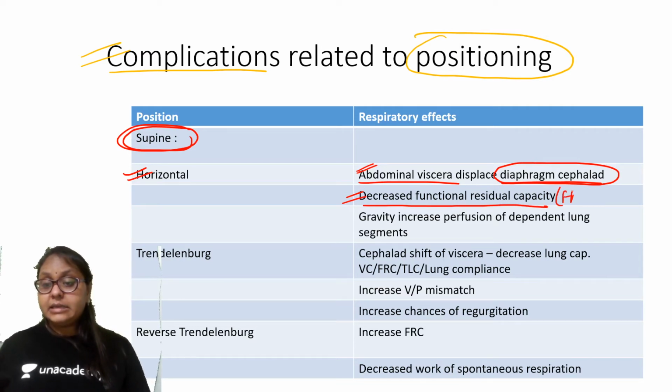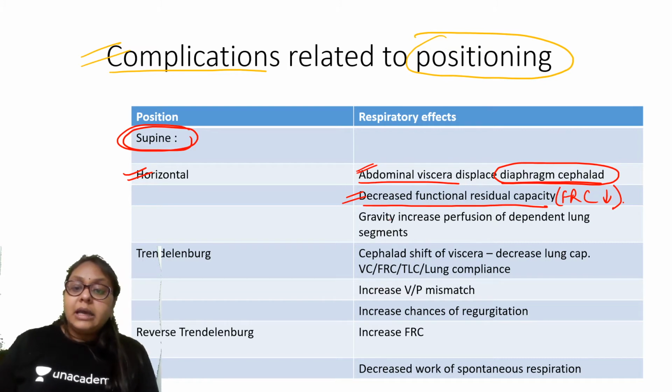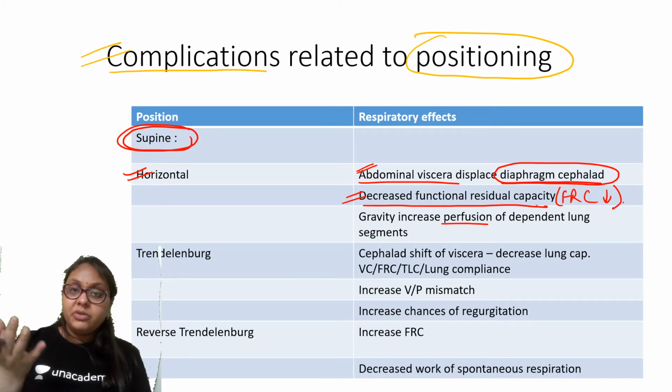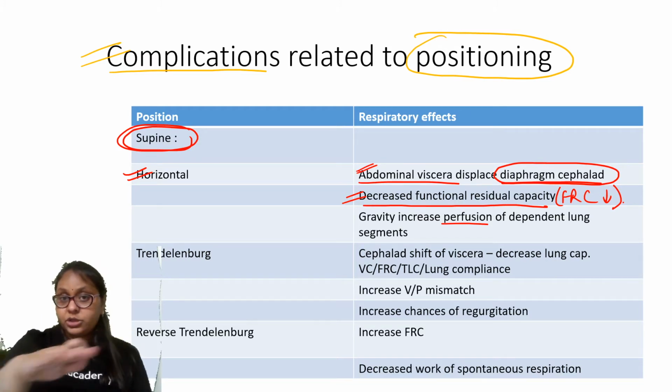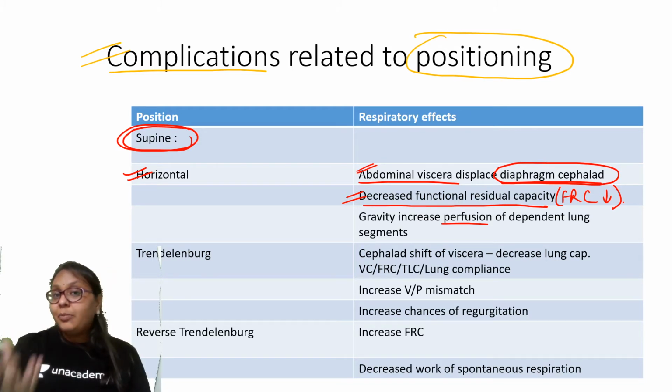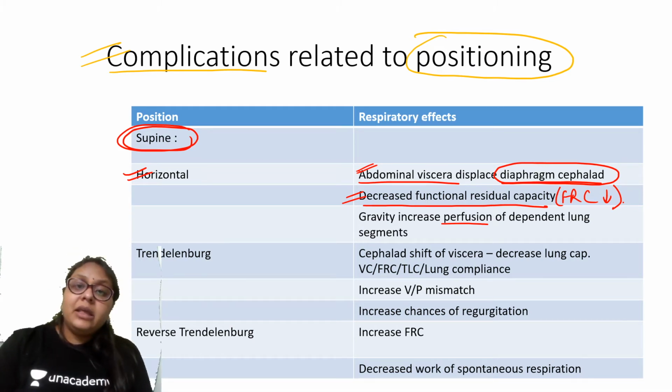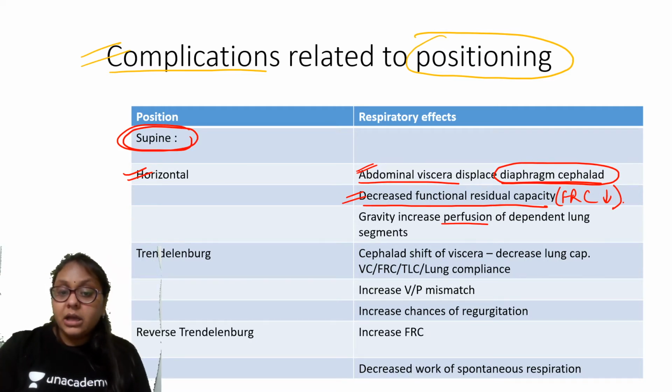Remember this, there is decreased FRC. And also the gravity increases the perfusion of the dependent lung segments. Like in the horizontal supine position, the most posterior part of the lung is the most dependent part, and therefore the perfusion will be more in that part as compared to the other parts.